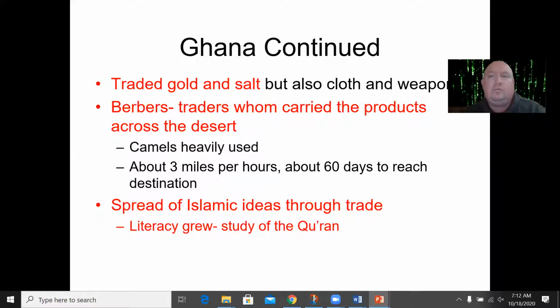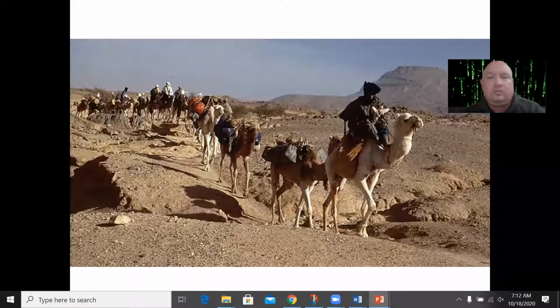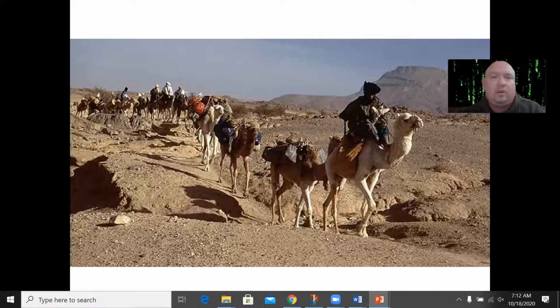And literacy was growing at this time. People are learning to read. Keep in mind that in large swaths of Europe, very few people read. You see an image from this person's PowerPoint of what a caravan might look like.